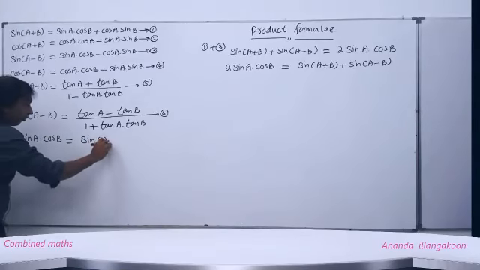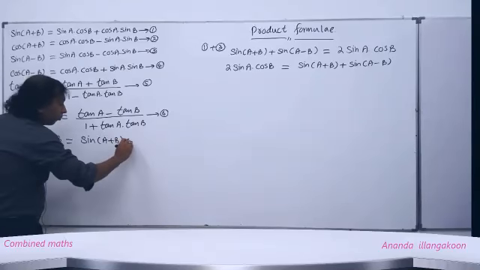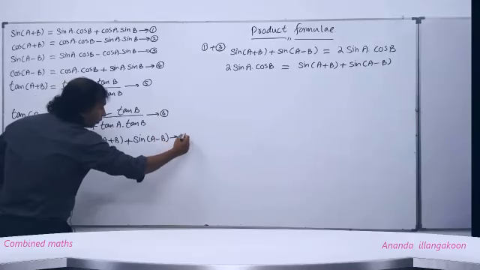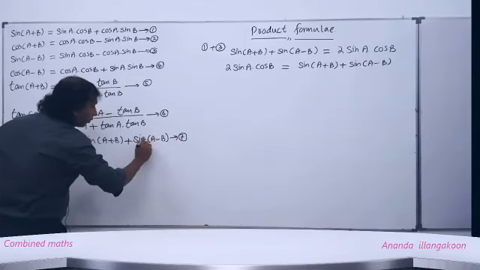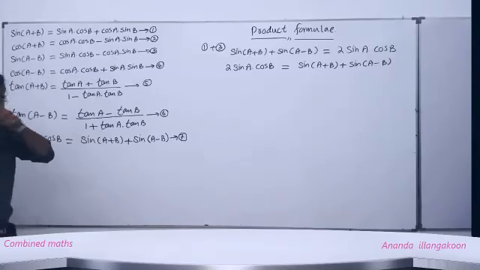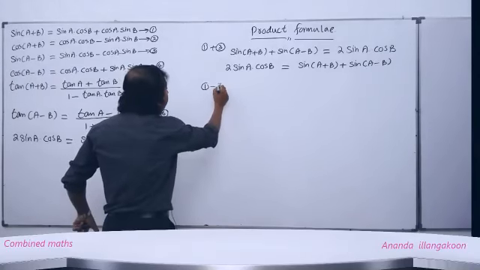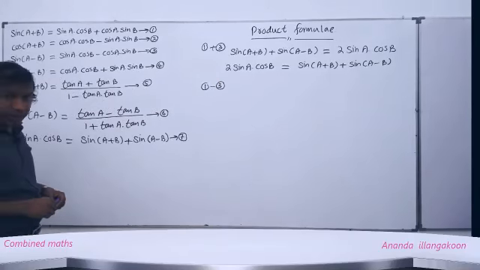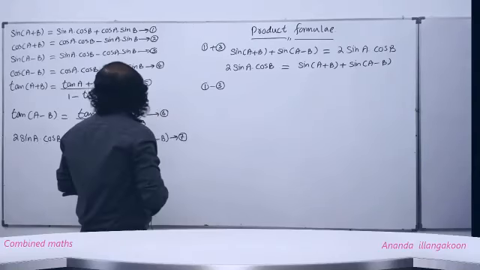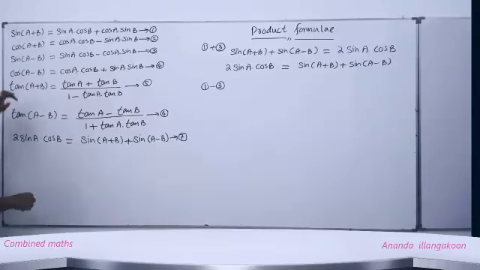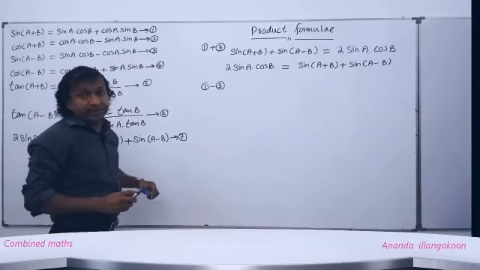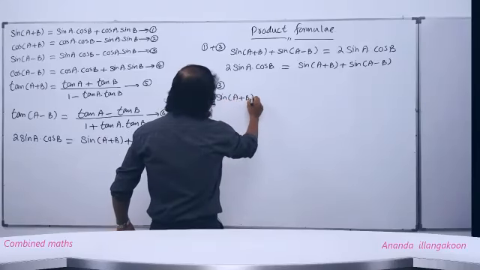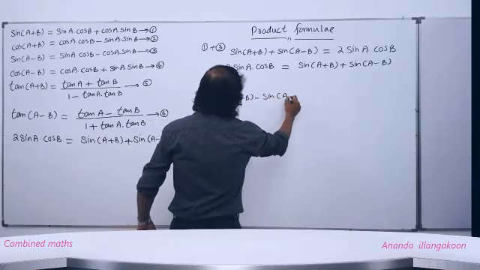Sine A plus B plus sine A minus B. This is number 7. Okay, now, people, we take 1 minus 3. Take 1 minus 3 and take the number 8. 1 minus 3, this minus this: sine A plus B minus sine A minus B.